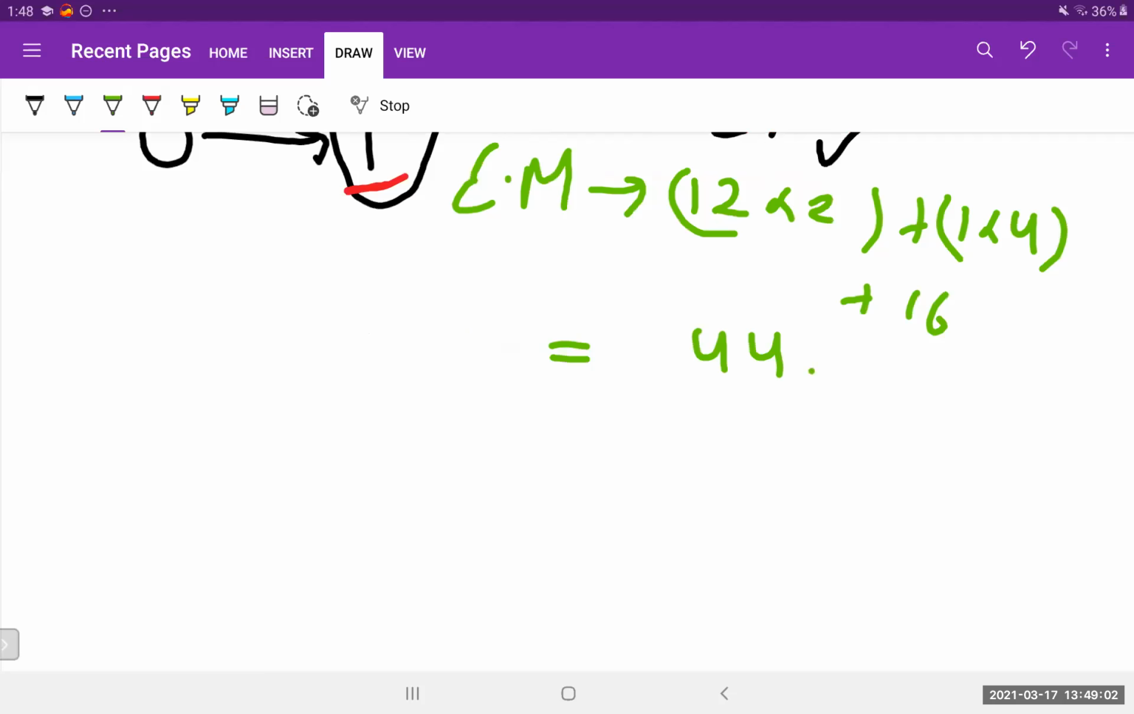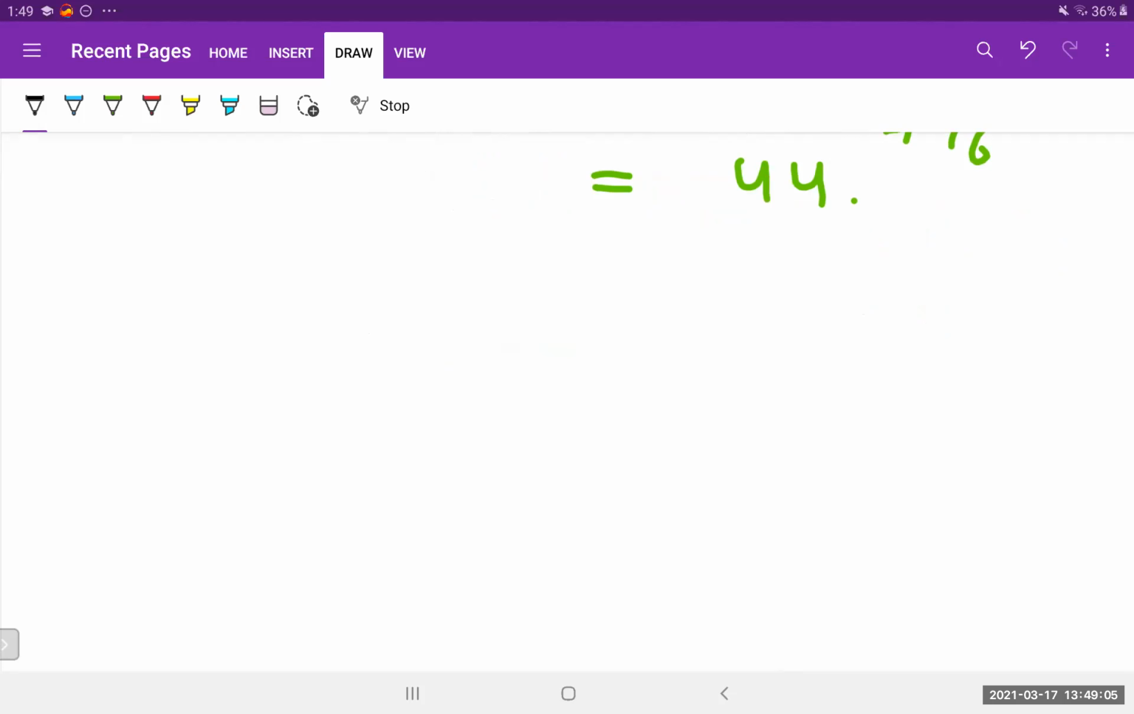Now we will calculate the molecular formula. I'll just tell you that molecular formula is equal to empirical formula into n. Now you must be thinking, what is this n? How will we calculate it? There's a long procedure. Let's do that procedure. We have to first calculate the relative molecular mass.